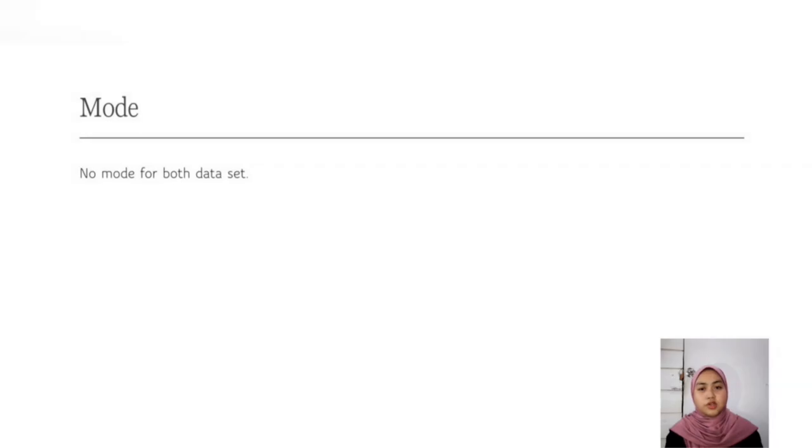Lastly, mode. Mode is the most commonly occurring value in the dataset, but in this dataset, there is no mode as it only has unique numbers.